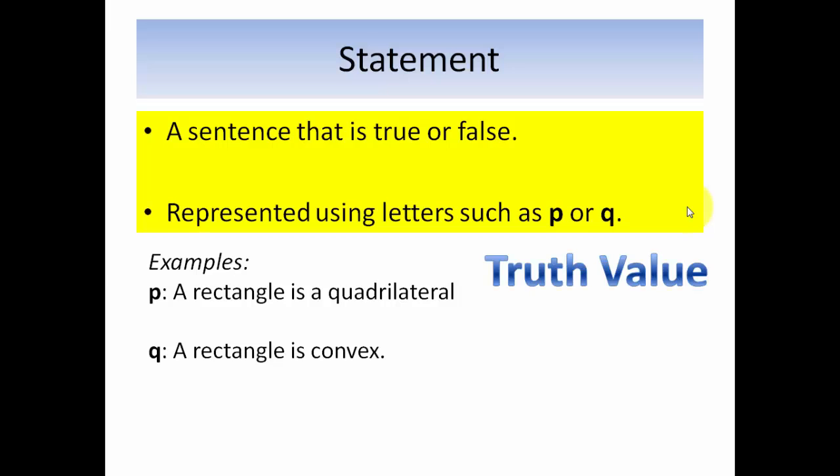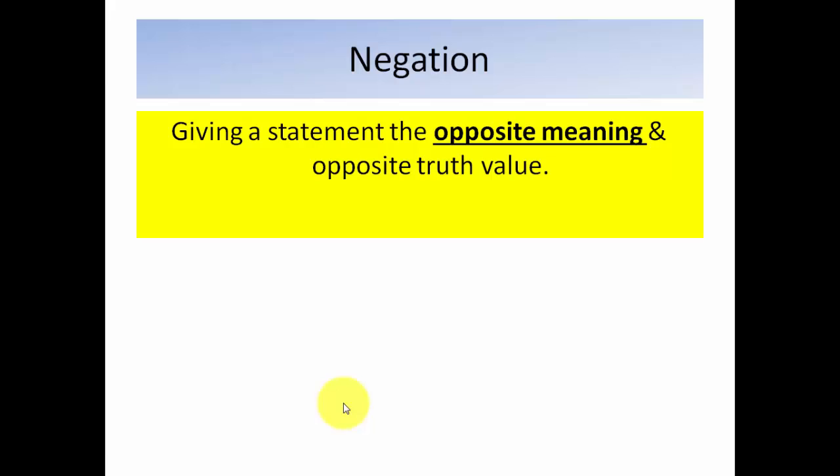Now truth value is going to say whether the statements are true or false. So if we were going to assign a truth value to these two statements, they would both be true. A rectangle is a quadrilateral because it has 4 sides, and a rectangle is convex, which means it doesn't cave in. So both of these would have a truth value of true.